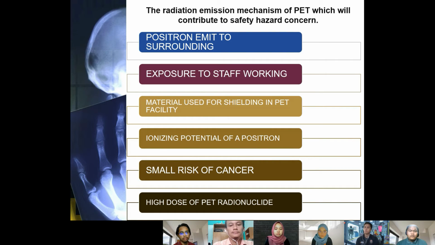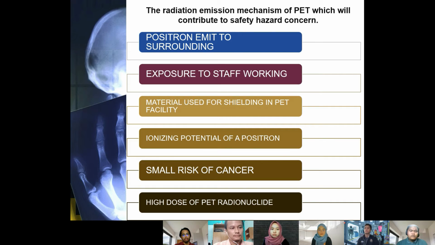Now we go to the second part, regarding the radiation emission mechanism of PET, which will contribute to safety hazard concerns. Before I go into the details, I would like to give some explanation about radiation protection. We are constantly exposed to radiation every day, which comes from a number of sources, including natural materials in the environment, such as radon gas in our homes or outdoor spaces. This is what we call background radiation.